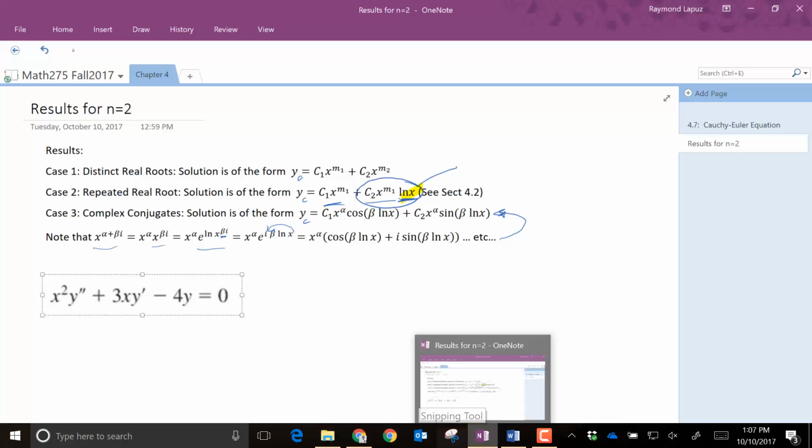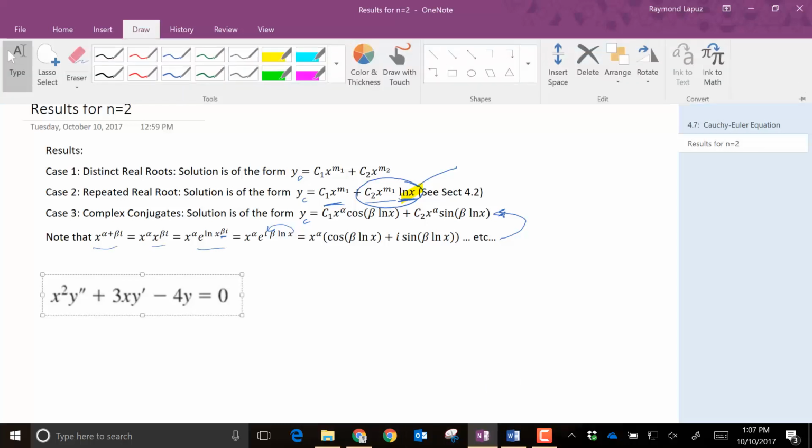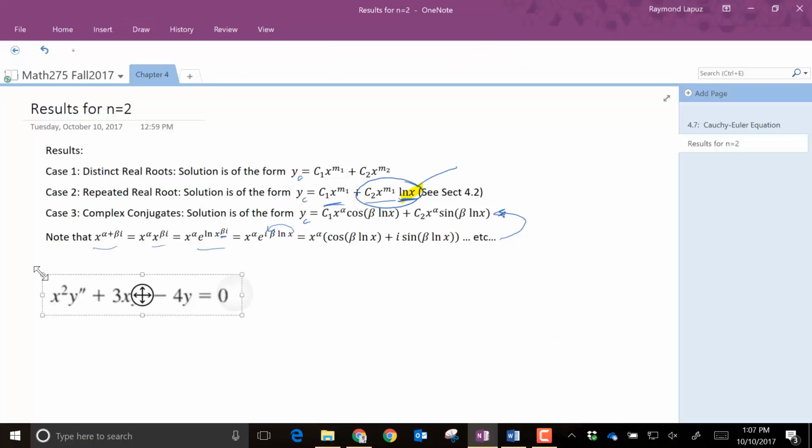All right, let's do an example. Let's see. Even the snipping tool isn't so handy, but anyways, that's what I used yesterday.